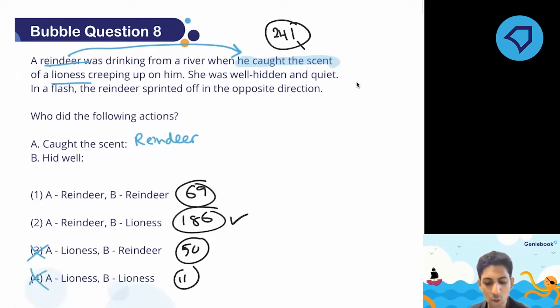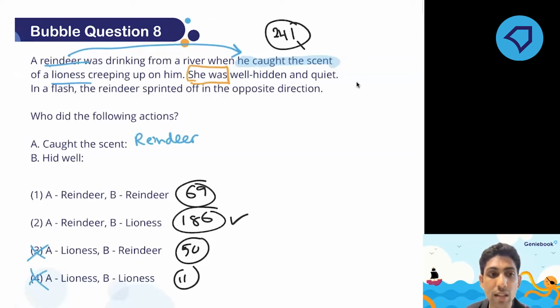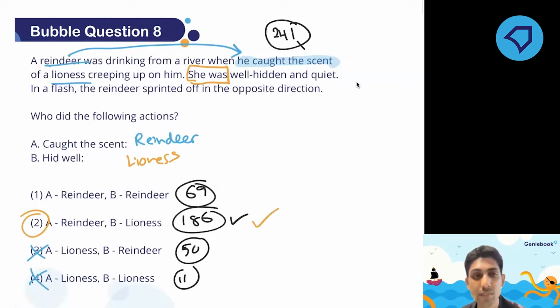Next, who hid well? Let's look at the passage again. She was well hidden. So she hid well. Therefore, we have lioness. Reindeer and lioness. Simple. Okay. What kind of question is this in your comprehension? Do you guys recognize? We'll look at it at the end. Okay, Elise, that is an answer to your question. This is from your comprehension section. Not MCQ. Lavelle, go ahead. There is a section. I'll show you the name later, okay?